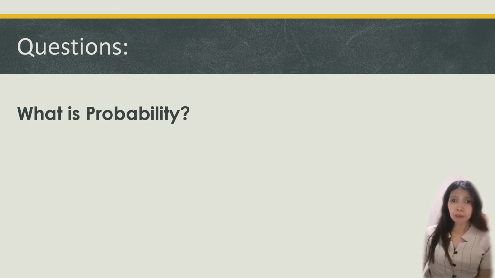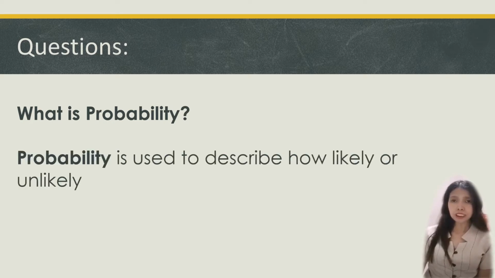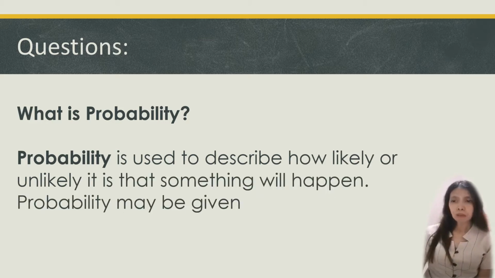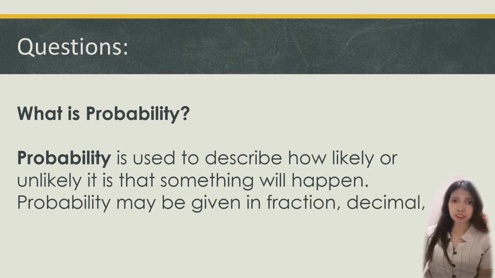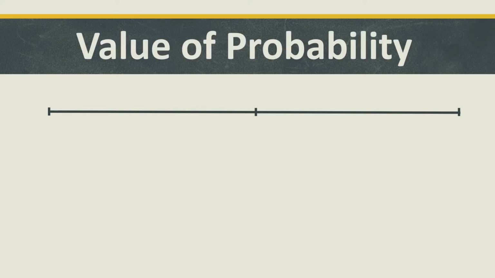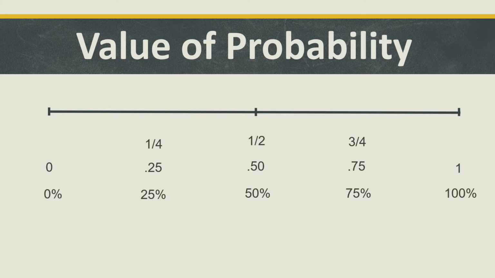What is the probability? Probability is used to describe how likely or unlikely it is that something will happen. Probability may be given in fraction, decimal, or percent. Grade 6, kindly look at the number line or the line segment. The value of probability starts with 0 to 1. It may be given in fraction, decimal, or percent.